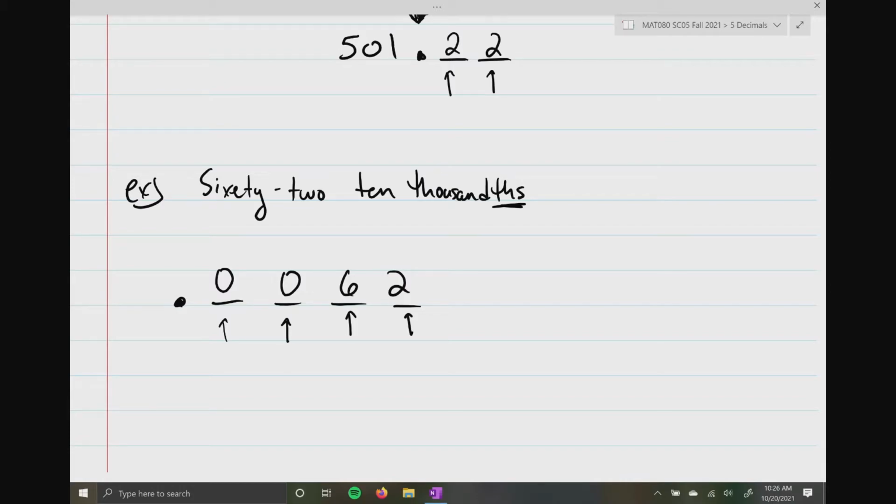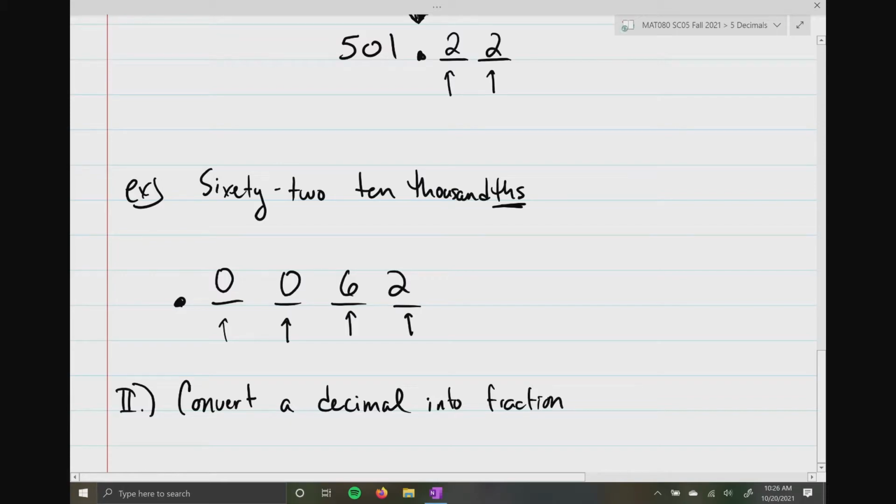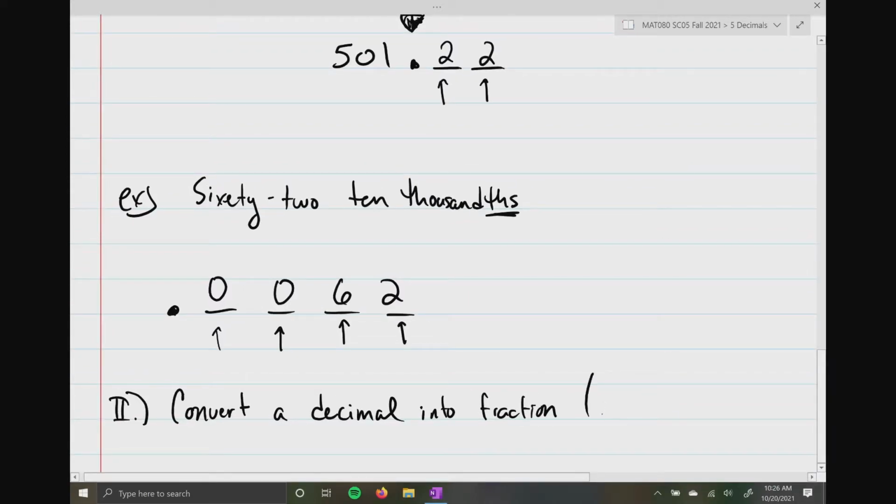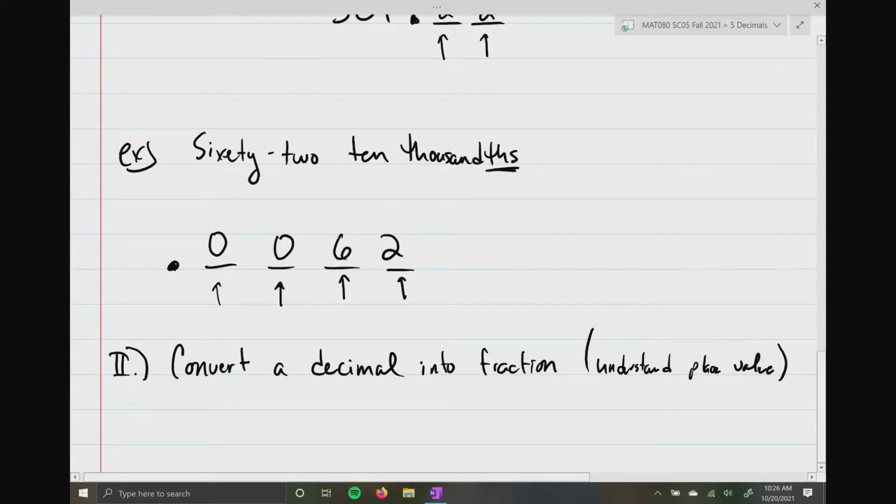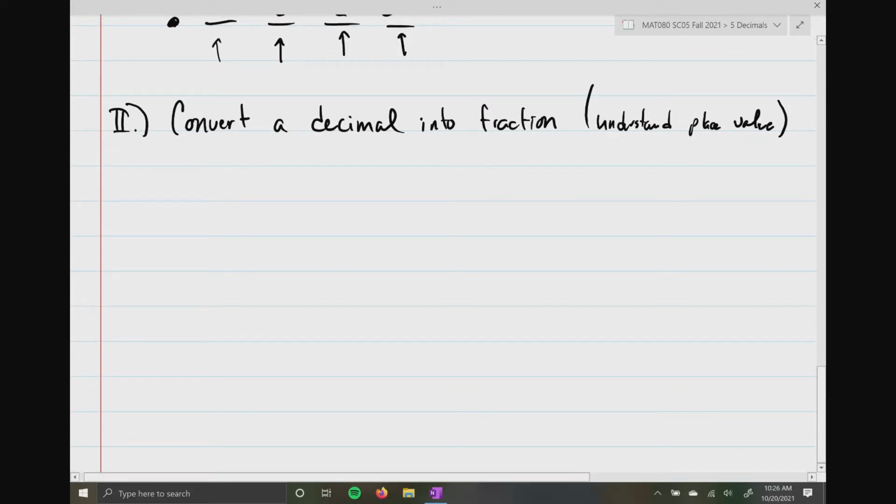Now the second thing I want to go over today is to convert a decimal into a fraction. All right? And once again, this all comes down to, do you understand place value? So in parentheses, I'm just going to put understand place value. All right, so here's our first example here. Let me show you how it works, and then I'll give you some steps.